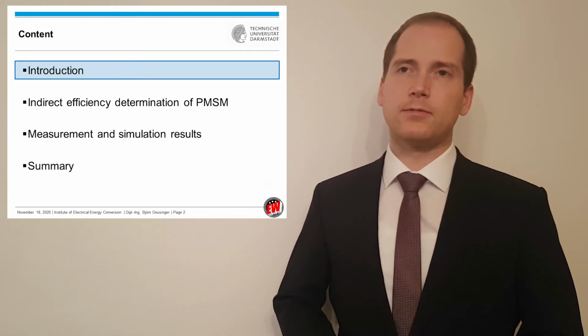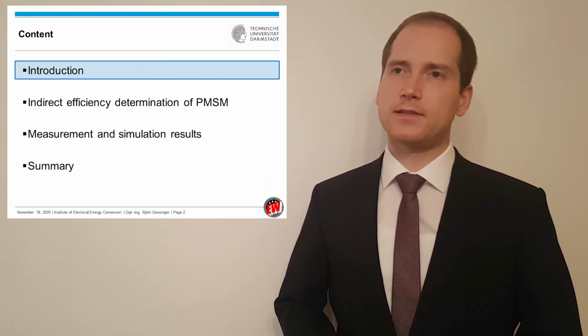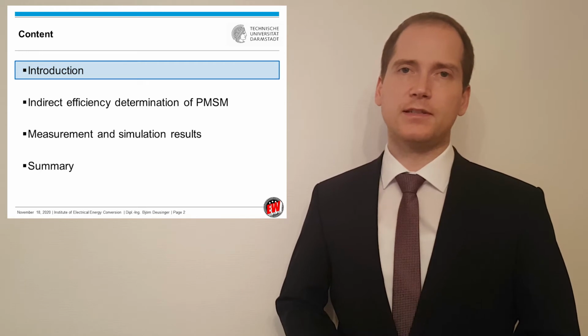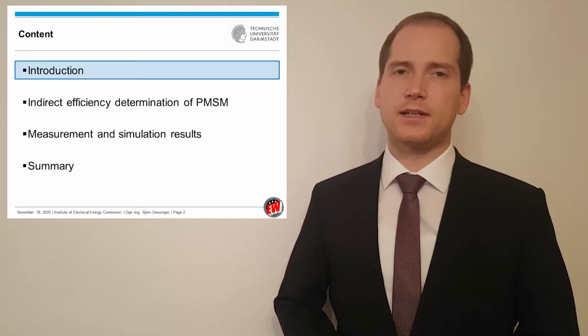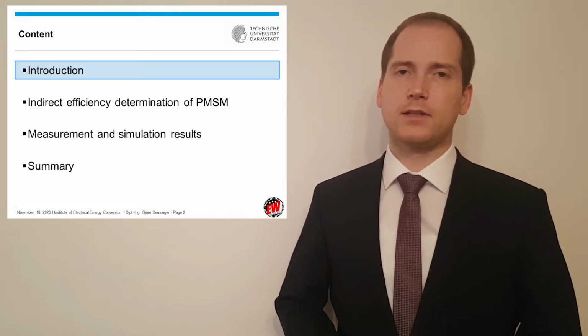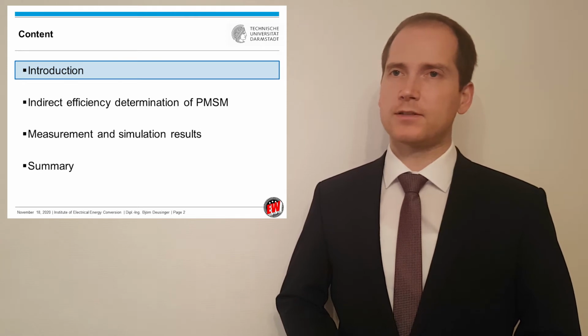At first, I will give an introduction about the present situation of efficiency determination methods of electrical machines. Then I will explain the novel concept of the alternative method for permanent magnet synchronous machines. Afterwards, I will show some actual measurement and simulation results, and I will finish the presentation with a short summary. So let's start with the introduction.